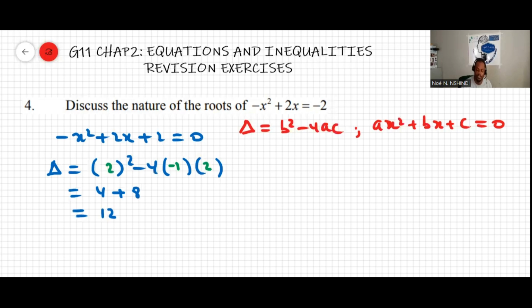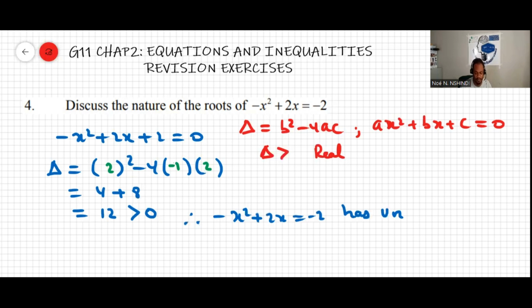Okay. Now, 12 here is greater than 0. The roots here are what? If delta is more than 0, then we said the roots are real. That's the condition. They are real. And then we can say here, therefore, -x squared plus 2x equal to -2 has unequal real roots. Okay, I know I did not write it well here. You see here, unequal real roots. Okay.